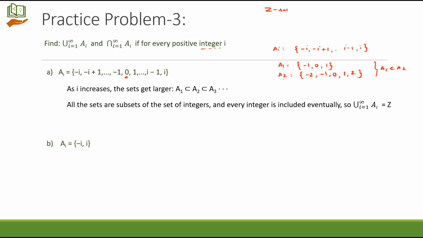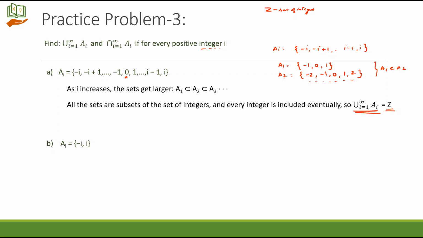So how do we represent the set of integers? We have already seen Z is the notation. So every integer is included eventually. The generalized union will be equal to the set of integers, which is represented by Z. Integer means it will include 0, negative numbers and positive numbers. Now this is the union part.